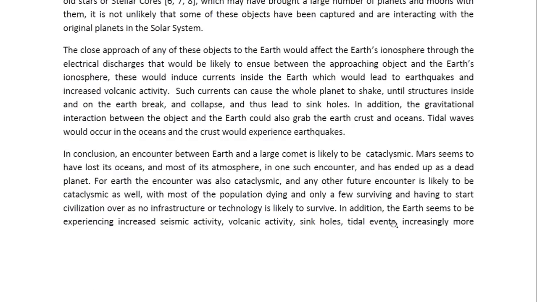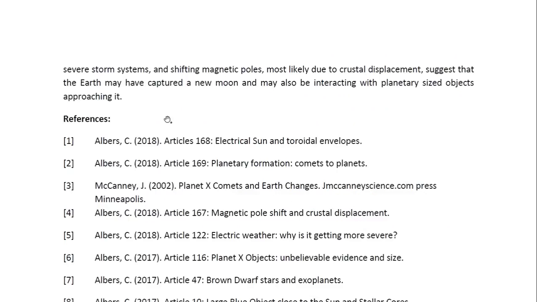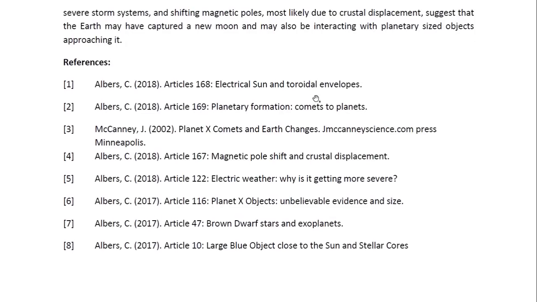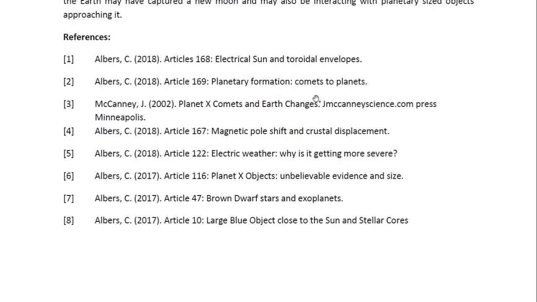In addition, the Earth seems to be experiencing increased seismic activity, volcanic activity, sinkholes, tidal events, increasingly more severe storm systems, and shifting magnetic poles, most likely due to crustal displacement, which suggests that the Earth may have captured a new moon and may also be interacting with planetary-sized objects which may be approaching it at certain times.